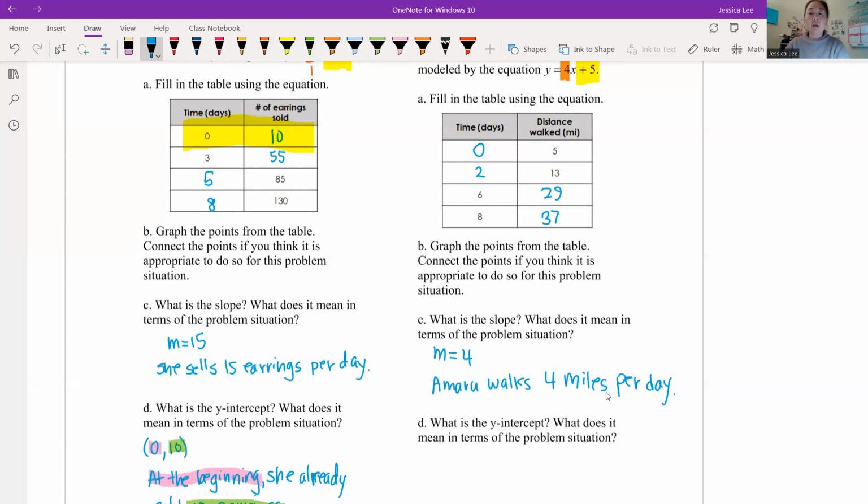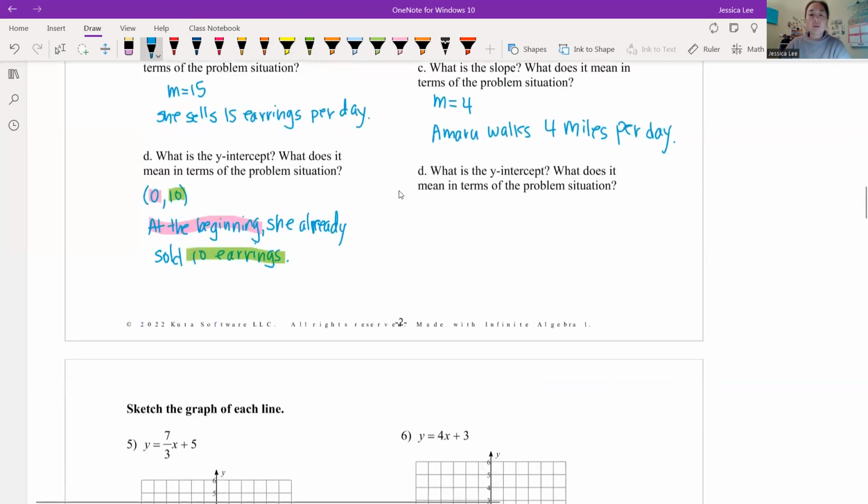And what is the y-intercept? Again, remember the y-intercept is shown in two different places. Right here, the 5, or this (0, 5). Either one tells you what the y-intercept is, which means that our y-intercept is going to be (0, 5).